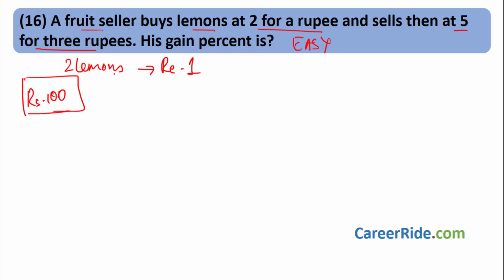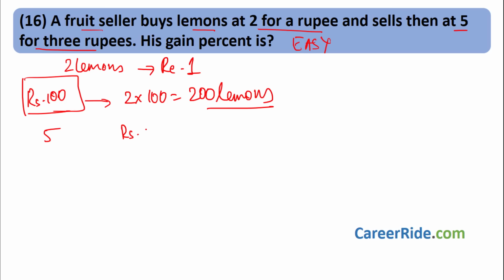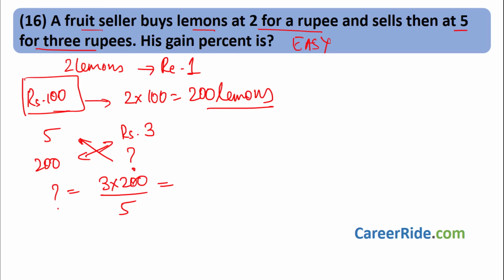So if he buys 2 lemons for 1 rupee, with 100 rupees, how many lemons will he buy? 2 into 100, that is 200 lemons, right? So he has 200 lemons now. Now he starts selling those lemons. If he sells 5 lemons for rupees 3, so 200 lemons would be sold for how many rupees? Simply cross multiply. What do we get? We get 3 into 200 divided by 5, that would be 600 by 5. This is 120 rupees.